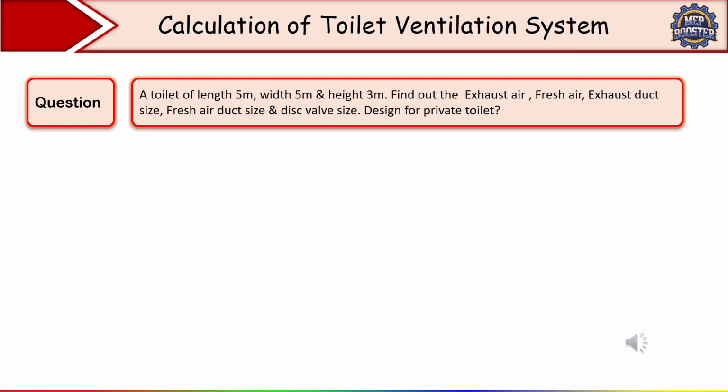We have to find out the exhaust air CFM, fresh air CFM, exhaust duct size, fresh air duct size and disc valve size. Because we have to place the disc valve at the ceiling level, we have to find out the disc valve size. And it says design for a private toilet. Suppose we are designing for a private toilet. Now see how to solve this question.